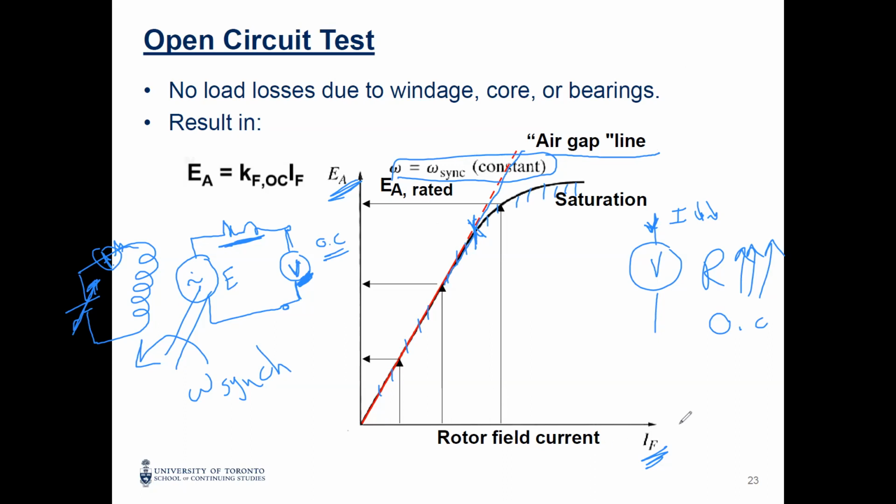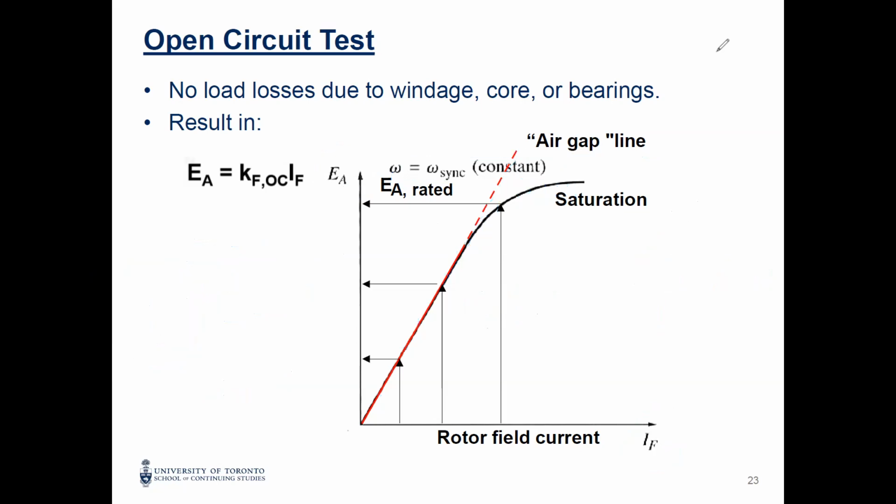You have the field current and the open circuit voltage, or E. We call this one the open circuit characteristic, or OCC. Sometimes we call it like this.